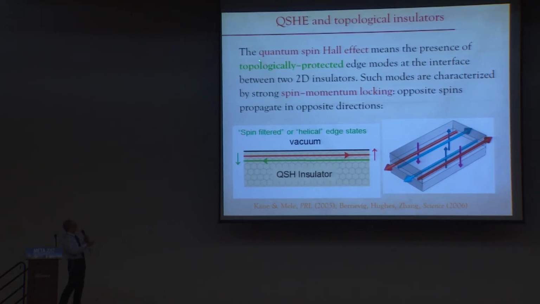This means the presence of these edge states at the interface between two-dimensional insulators. These modes are characterized by this strong spin momentum lock-in, where these opposite spins, blue and red, propagate in opposite directions. Some people call them spin-filtered edge states or helical edge states in momentum space, but they're all essentially like this. Some of the reviews are down there.